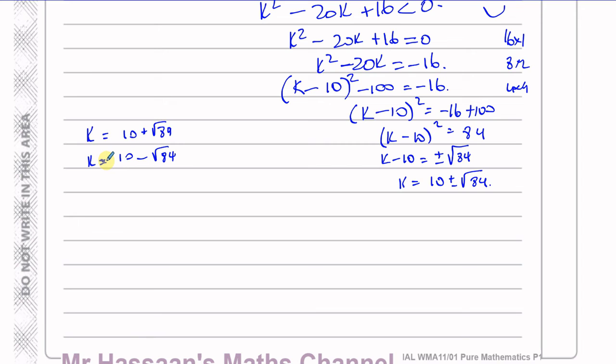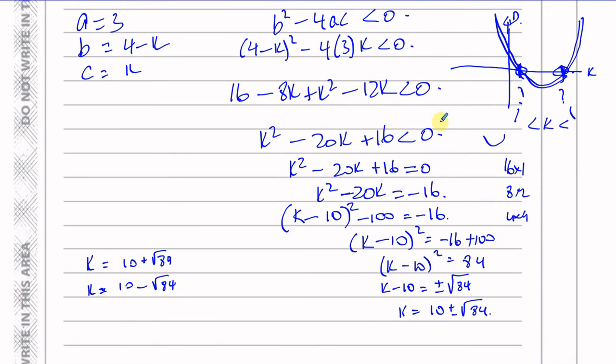So if we go back to our little sketch here, that means the one that's k plus root 84 must be this one, that's 10 plus the square root of 84. Okay, so this one is 10 plus the square root of 84, and this is the other value of k, which is 10 minus the square root of 84. This is 10 minus the square root of 84.